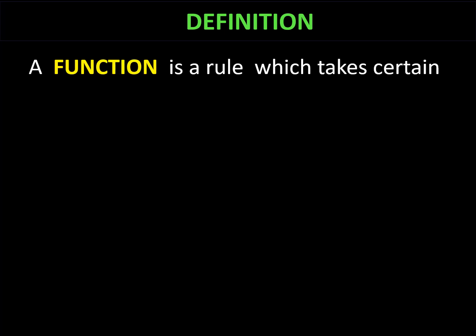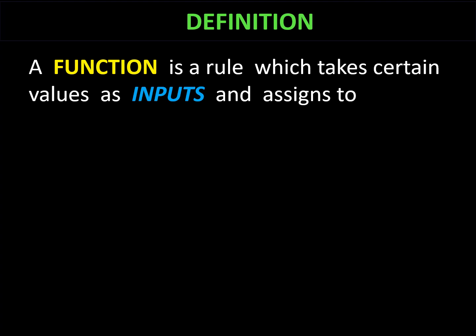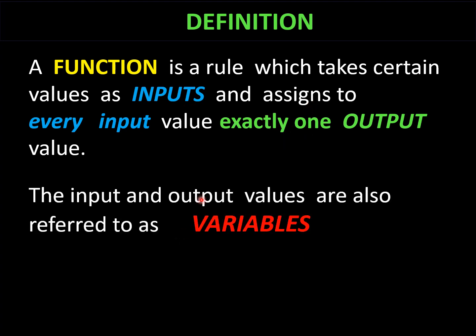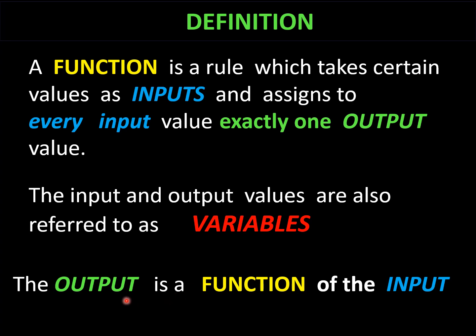Let's look at the definition of a function. A function is a rule which takes certain values as inputs and assigns to each input value exactly one output value. In other words, for every input value, there is exactly one output value. The input value and output values, we'll refer to them as variables. The output is a function of the input.